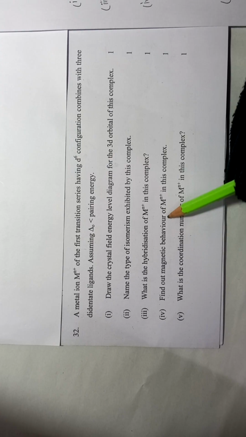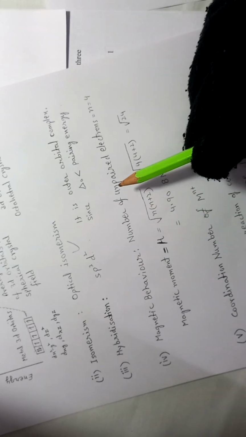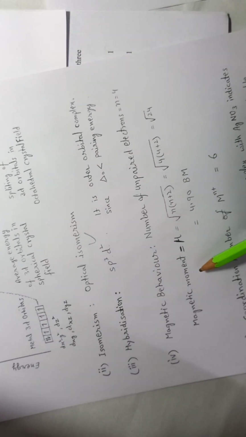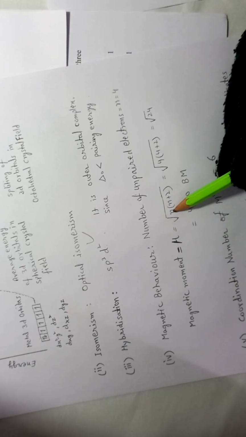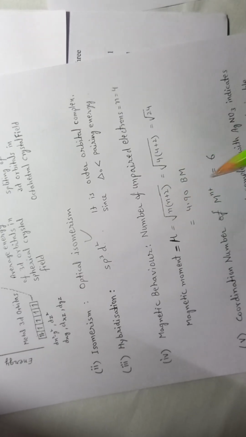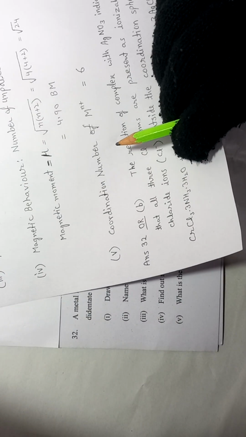Next question is, what is the magnetic behavior of Mn+ in this complex? Here we see that the number of unpaired electrons is 4. So we will calculate the magnetic moment as shown here, mu equals square root of n into n plus 2. So we get 4.90 Bohr magneton. And the coordination number is 6, with 3 didentate ligands.